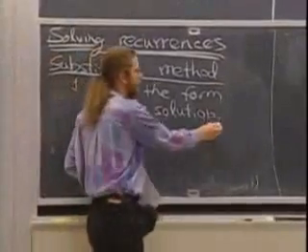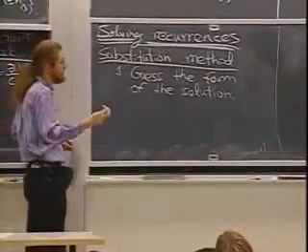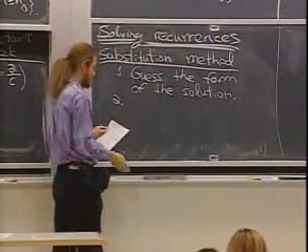So you guess the form. You say, oh, it's going to be roughly n squared. And so it's some constant times n squared, presumably. So you guess that. We're going to figure out the constants.